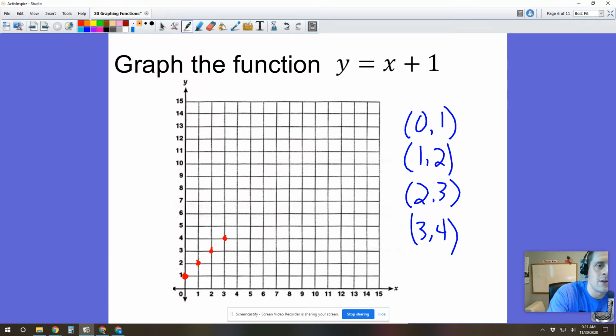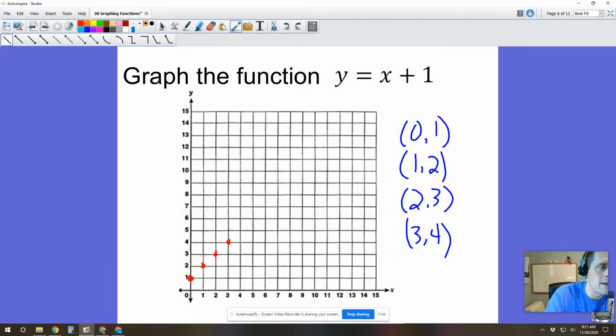The last thing I need to do, I'm going to connect these with a straight line. And if you graphed everything correctly, you should produce a perfectly straight line because this is a linear function. So that line is the graph for the function y equals x plus 1.